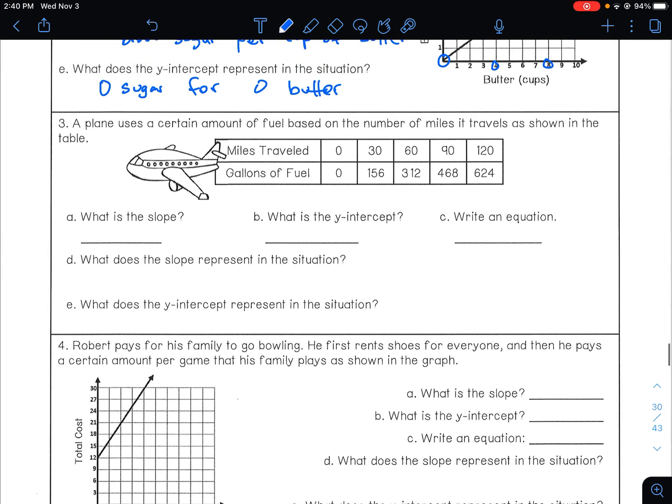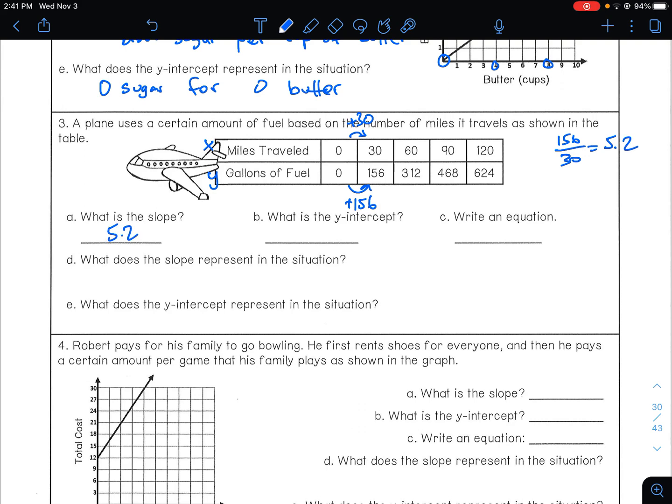Let's take a look at number 3. A plane uses a certain amount of fuel based on the number of miles it travels, as shown in the table. So, miles traveled is 0, 30, 60, 90, 120. What is the slope? Again, change in y over change in x. So this is the x, and this is the y. The gallons of fuel change is constant. So this is a change of plus 156. The change in x is plus 30. So 156 over 30 is our slope. Can I simplify it? I'm just going to divide it, and I got 5.2, which is fine.